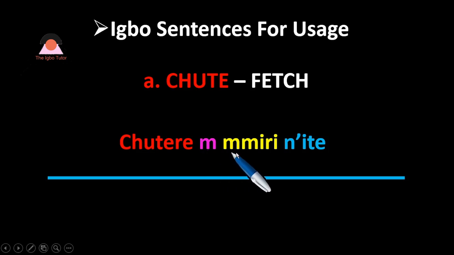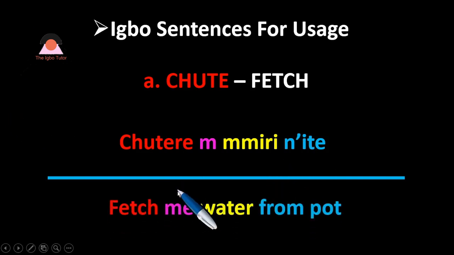Chute miri n'ite. This is a little bit wrong. It's chute miri, not chutere. I think this is a typographical error. You have to take away the RE here. They are not supposed to be here. It's going to go with the past tense. So in this case, it's just chute, take away RE, please. Chute miri n'ite, which means fetch me.